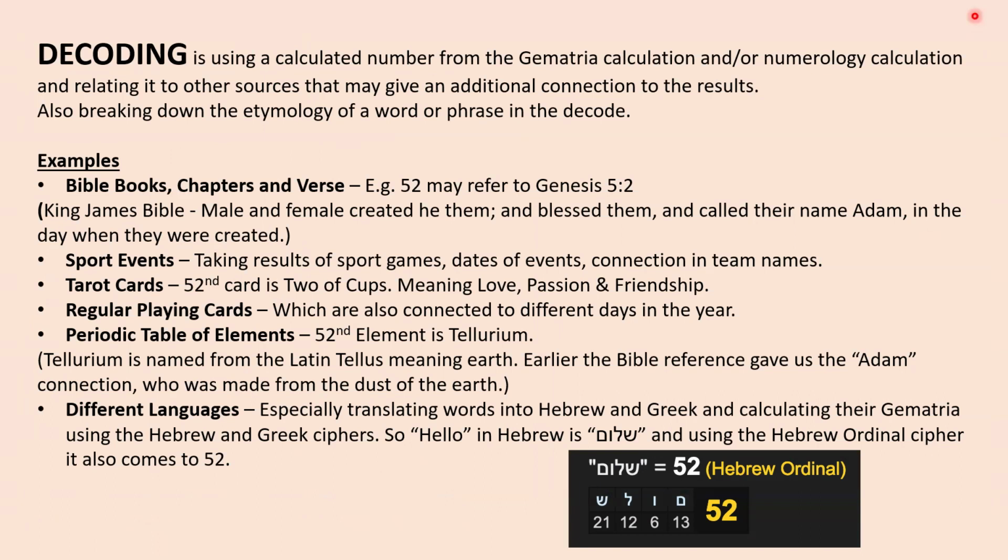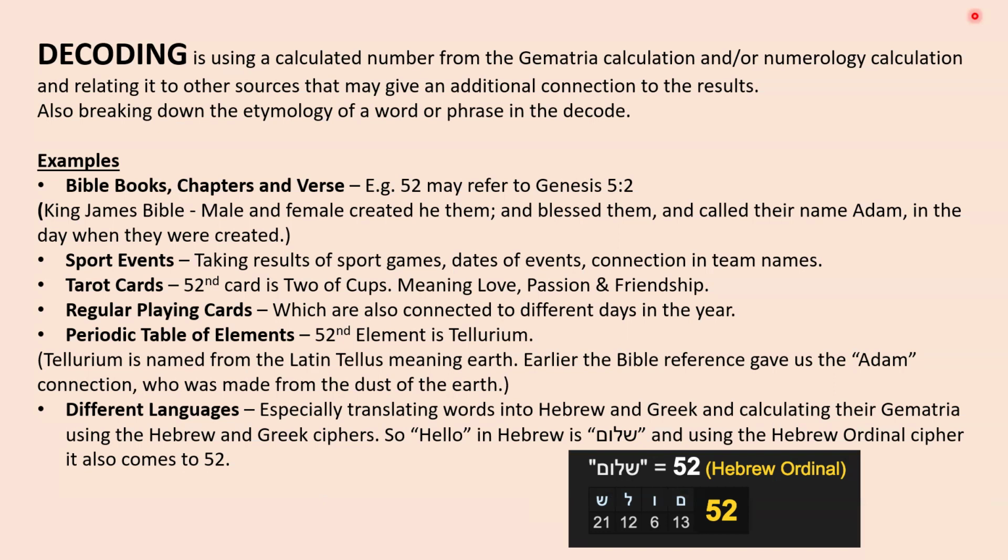Decoding is using a calculated number from the Gematria calculation and/or numerology calculation and relating it to other sources that may give an additional connection to the results. Also breaking down the etymology of a word or phrase in the decode. So examples: Bible books, chapters and verses. For example, 52, which we had from hello earlier, may refer to Genesis 5:2 and something in there.